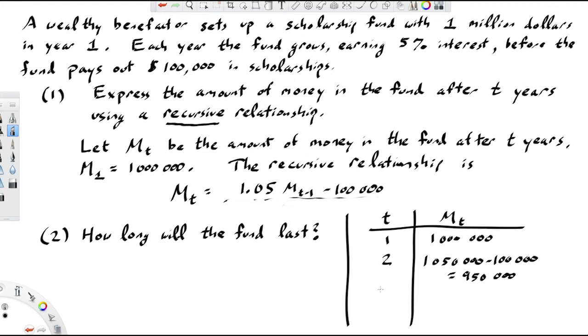And if we do this again, then we'll make 5% interest on $950,000, which I'll break out the calculator to do. That will be $997,500. But then we have to pay out that same amount, $100,000, and what we're left with is $897,500.